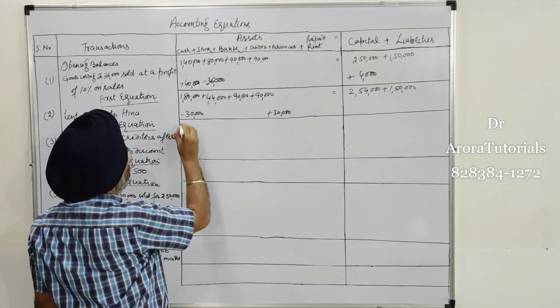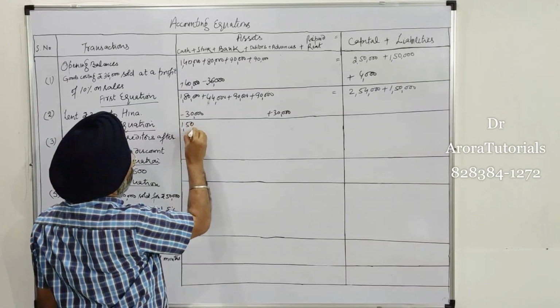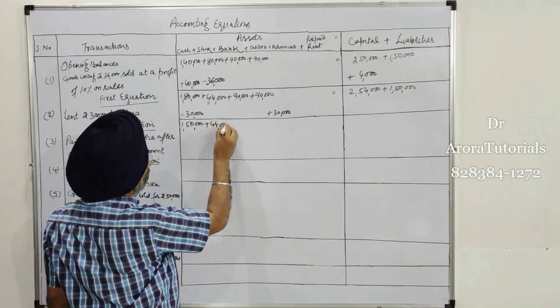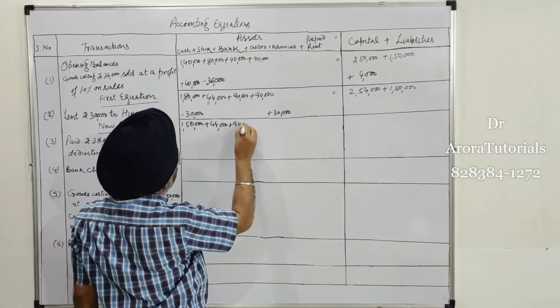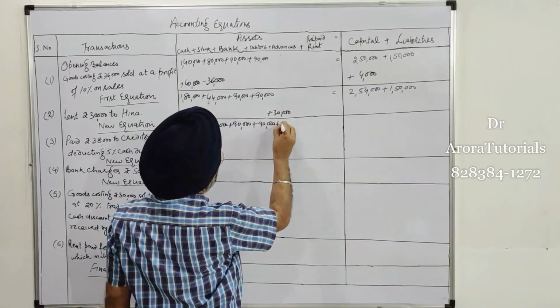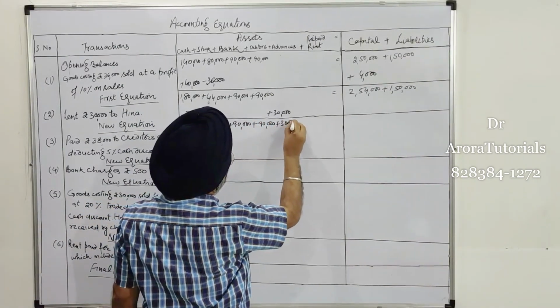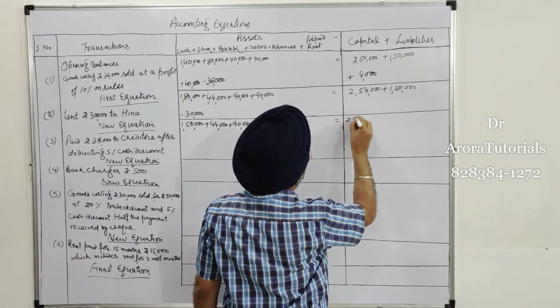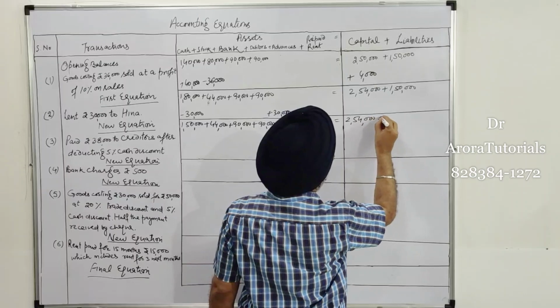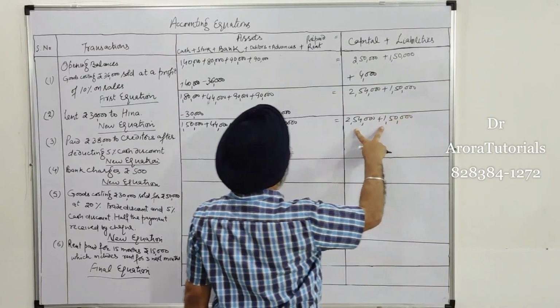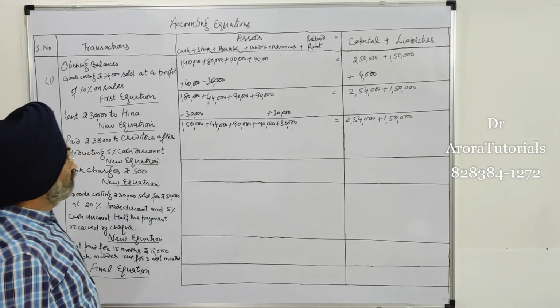So our new equation will be 1,50,000 plus 44,000 plus 90,000 plus 90,000 debtors plus 30,000 advances. So 2,54,000 as capital and 1,50,000 as liabilities. So 4,04,000 and 4,04,000.